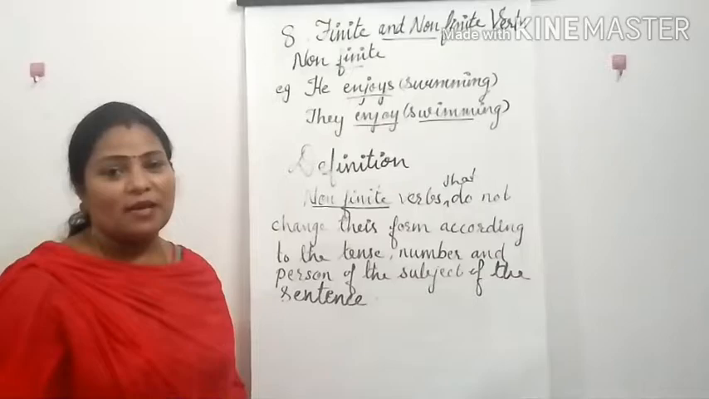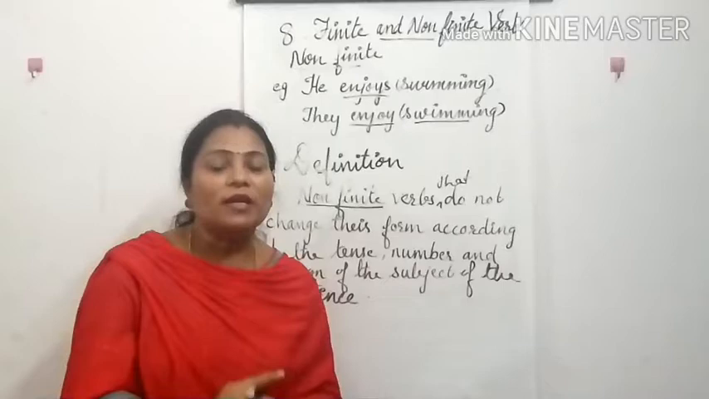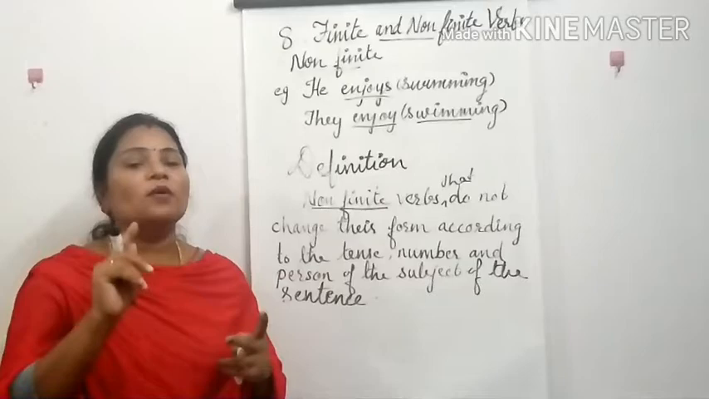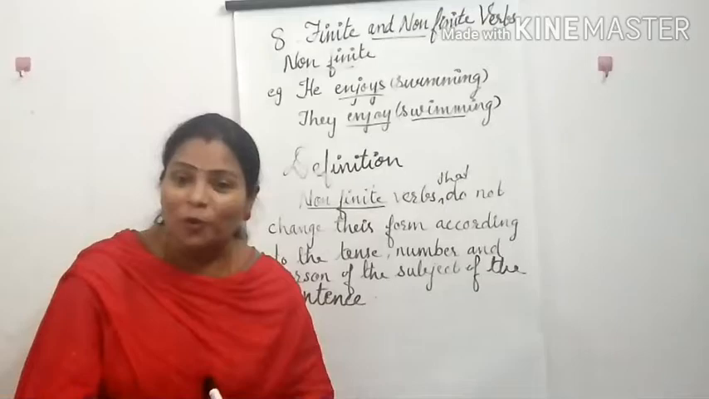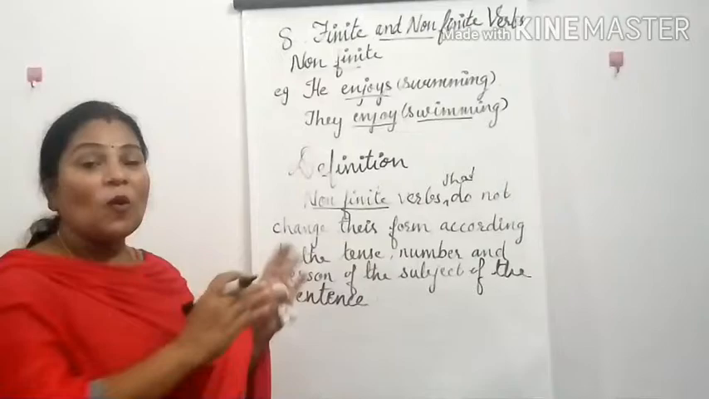So we discussed now what you mean by finite verb and what you mean by non-finite verb. Finite verb changes according to the tense of the sentence, or according to the person and number of the subject of the sentence. Whereas non-finite verbs do not change their form according to the tense, person and number of the subject of the sentence. Hope this part is very clear to you.